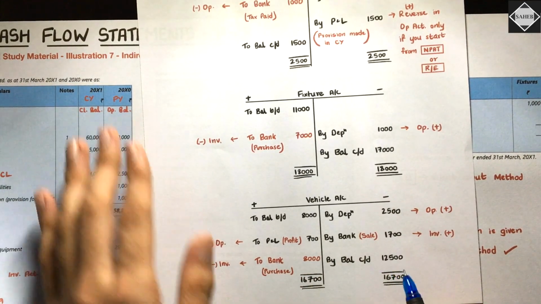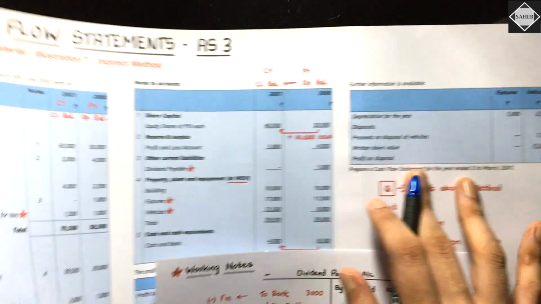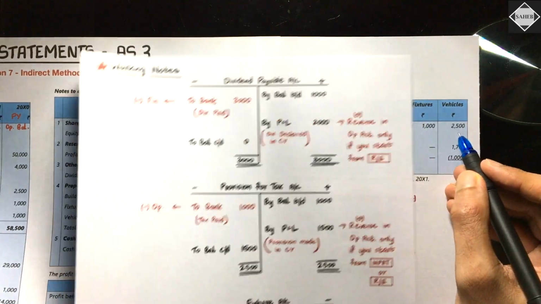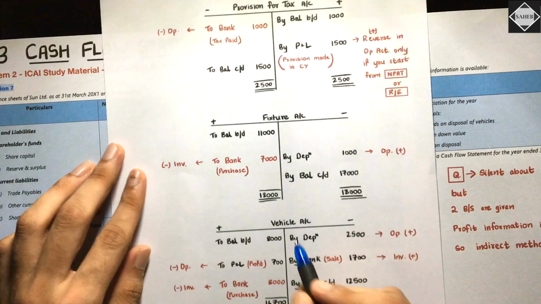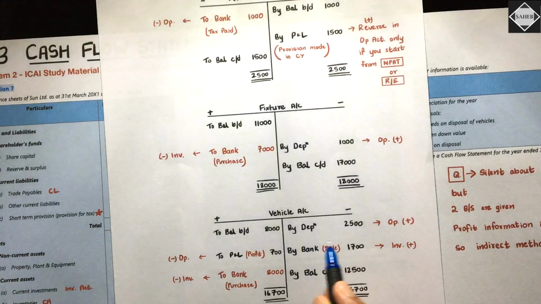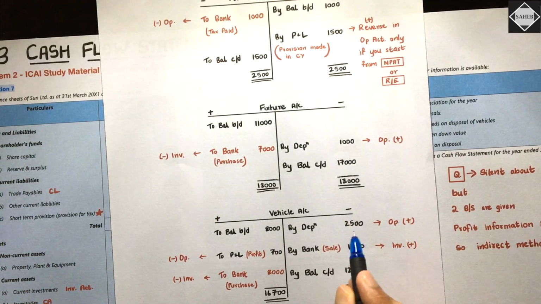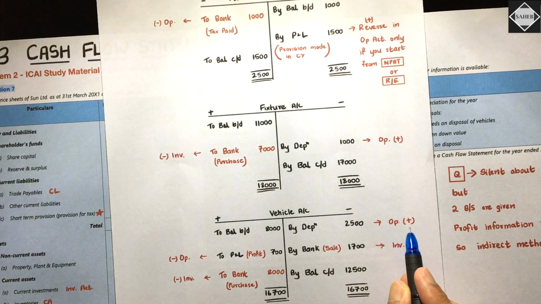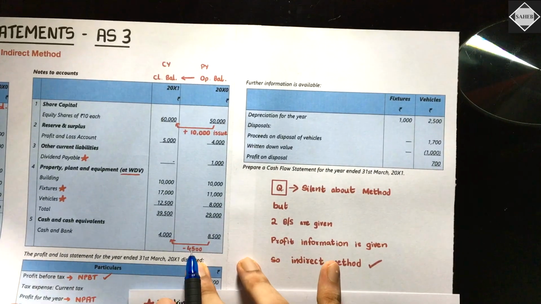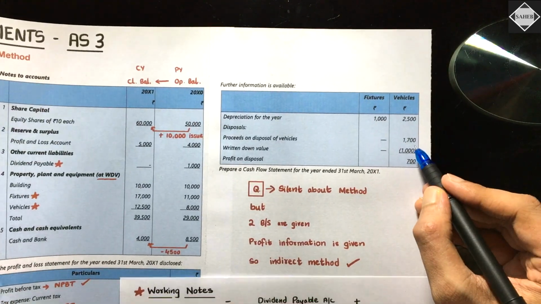Simple. Then the question has said we have charged depreciation of 2,500 in this year for vehicles. So charge the depreciation directly in the asset account. Vehicle account is decreasing. It's getting credited because of the depreciation. How much? 2,500. This will be added in operating activity. Understood.